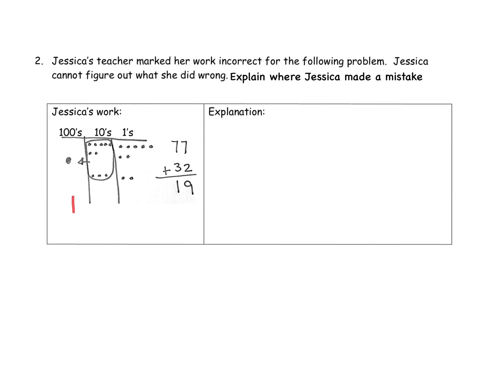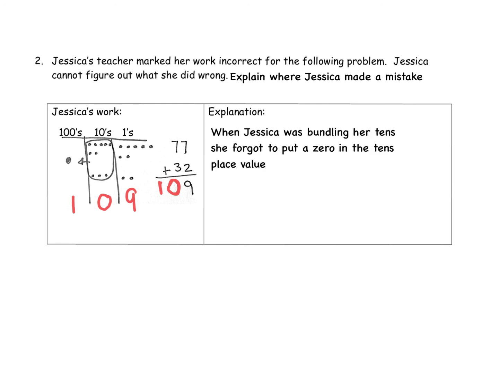We do have 1 100, but we also have 0 tens, and we have to put the 0 in our tens place to keep the place value. And then we also have 9 ones. So 77 plus 32 is 109, not 19. She made the same mistake when solving this problem vertically. 7 plus 2 is 9, but 7 plus 3 is 10. So it should say 109. For the answer for this problem, we can say when Jessica was bundling her tens, she forgot to put a 0 in her tens place value.